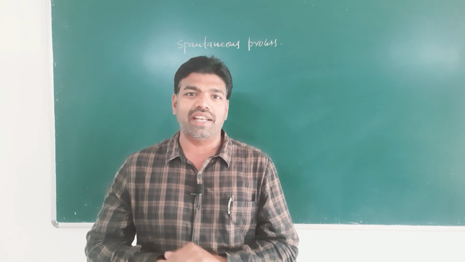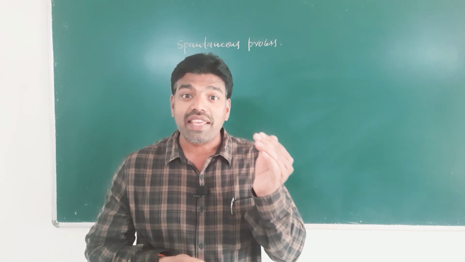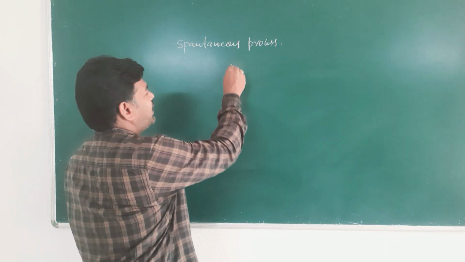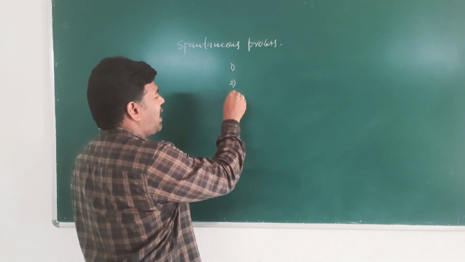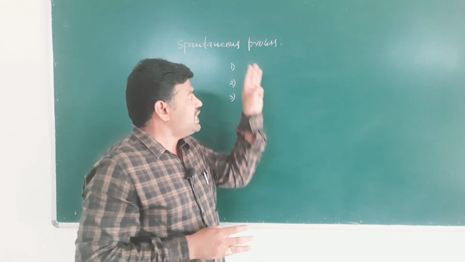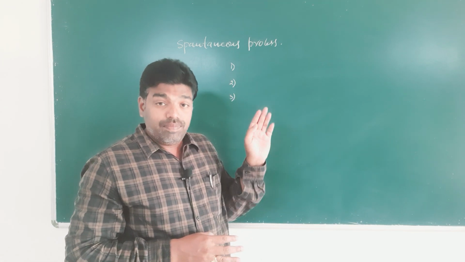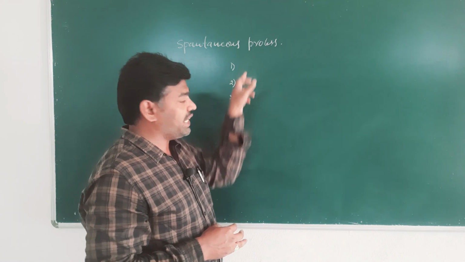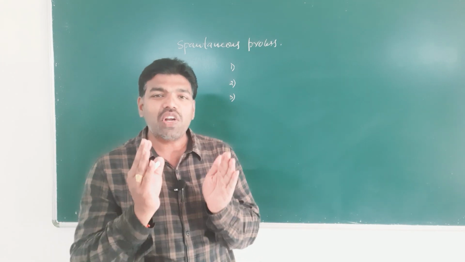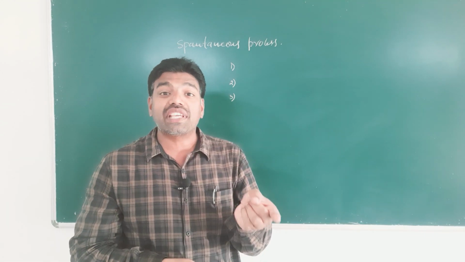This is a very important example by which we can understand the spontaneous process. Water falls down from the hill on its own. So, by observing these three examples, the hot tea, the gas expansion, and water falling down from the hill, in these three cases, the processes occur on their own.